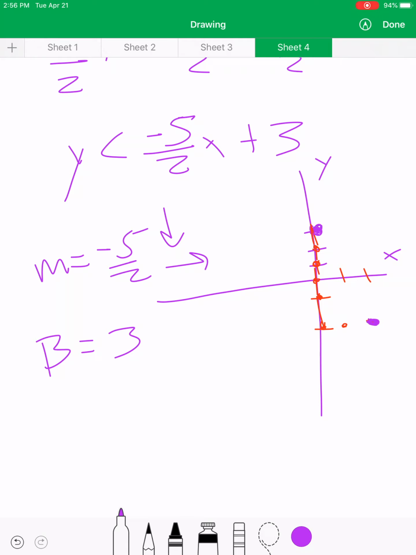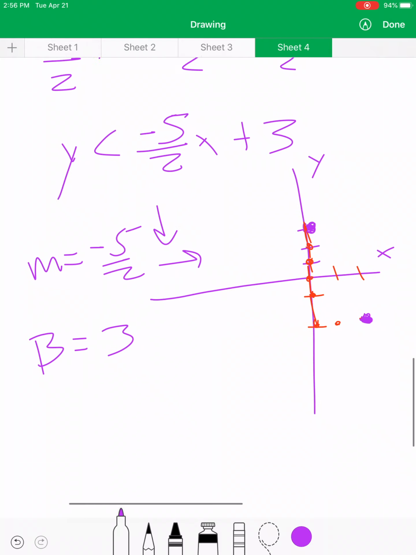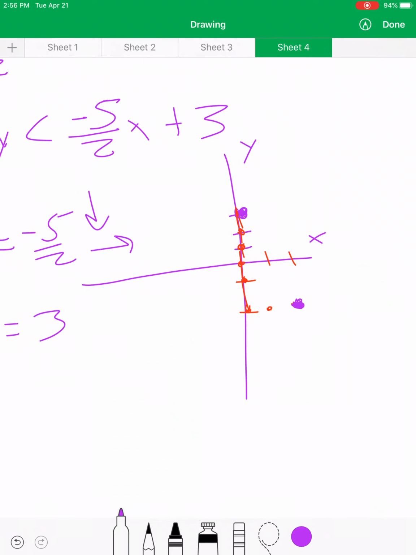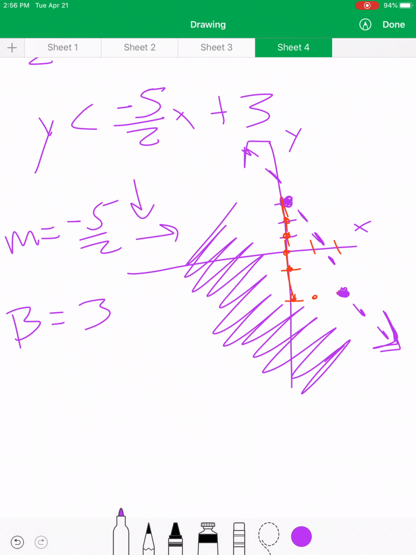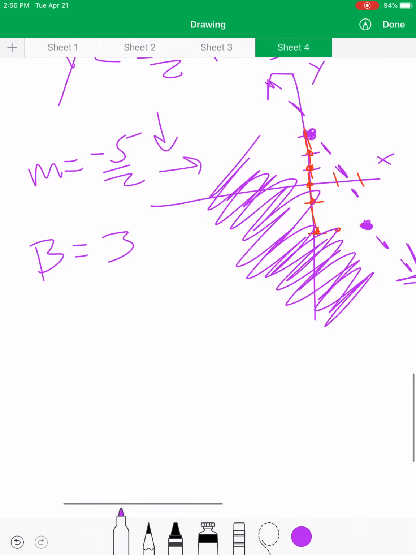That has no dash underneath it, which means that my line is a dotted line, all right? Dotted line because there is no dash underneath that inequality. It says y is less than. If y is less than, you graph below your line. There you go. All right. That's all there is to it, guys.